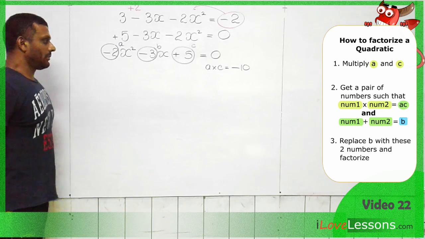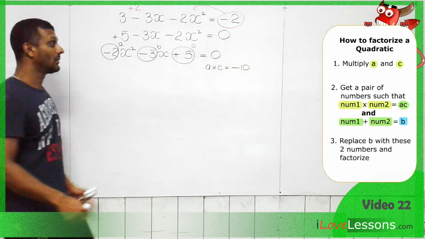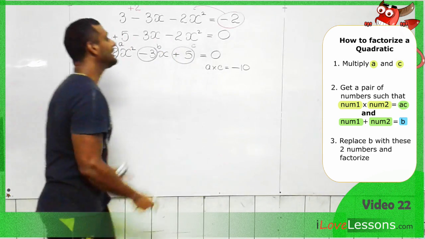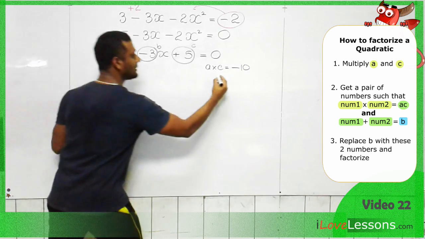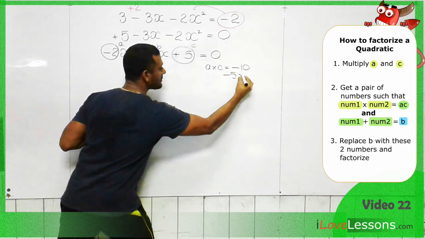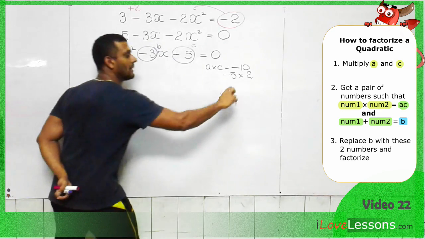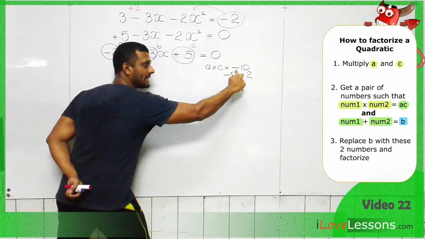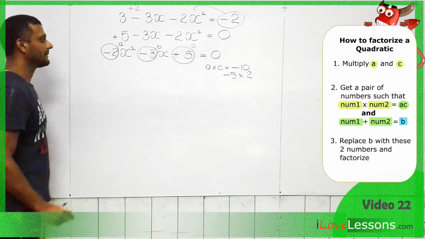What two numbers, if we were to multiply them, we will get minus 10, and if we were to add them, we will get minus 3? I believe that would be minus 5 multiplied by positive 2. Let's just test this to make sure. Minus 5 times 2 is minus 10, and minus 5 plus 2 is minus 3.